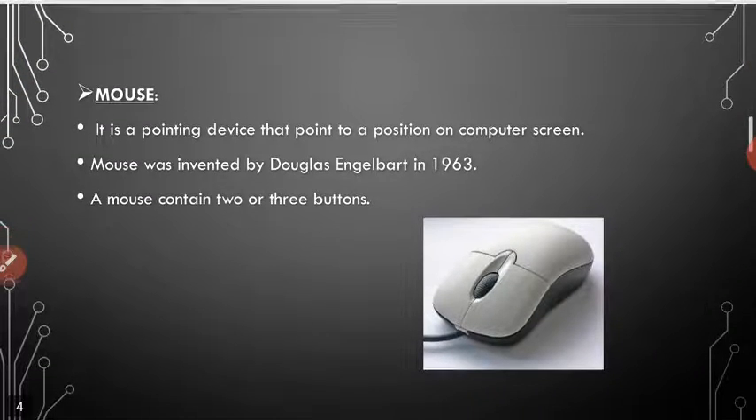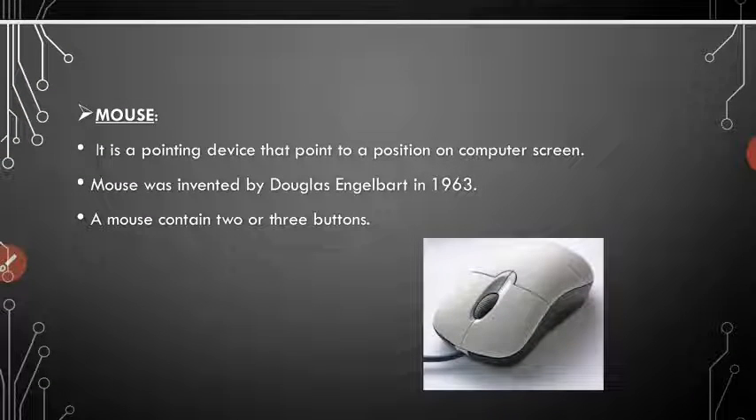Next one, we talk about mouse. Mouse is a pointing device that points to a position on the computer screen. Means mouse is used to point at anything, to draw any picture, to open any folder on the computer screen. Mouse was invented by Douglas Engelbart in 1963. A mouse contains 2 or 3 buttons. As you see in the picture, there are 3 buttons: left button, right button and scroll button, which is present in the middle.